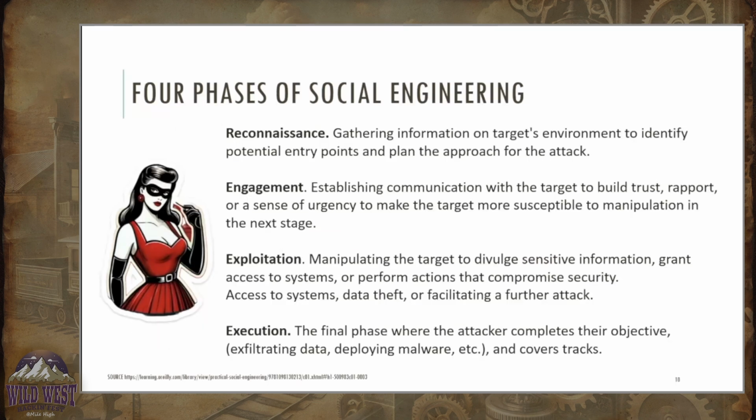Okay, so there are 4 phases of social engineering: reconnaissance, engagement, exploitation, execution. Reconnaissance is gathering information on the target's environment, identifying potential entry points, and planning the approach for the attack. The engagement part is when you establish communication with the target, building trust, rapport, and a sense of urgency. Exploitation is manipulating the target to divulge sensitive information. At the end, we have execution, the final phase when the attacker completes their objective, exfiltrating data, maybe deploying malware and covering their tracks.